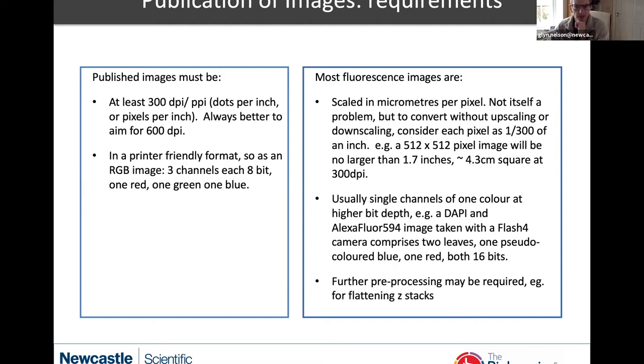Usually, your images are single channels of one color and at a higher bit depth. So for example, you might have a DAPI image and an AlexaFluor 594 image taken with a Flash 4 camera, which is 16 bits. It now has two images in this one image. One is pseudo-colored blue and one's red, and they're both 16-bit. That would need converting into an RGB image in 8-bit, in which you would have the red for the AlexaFluor 594 and blue for the DAPI, and an empty green channel, but you still need to have that as an RGB image.